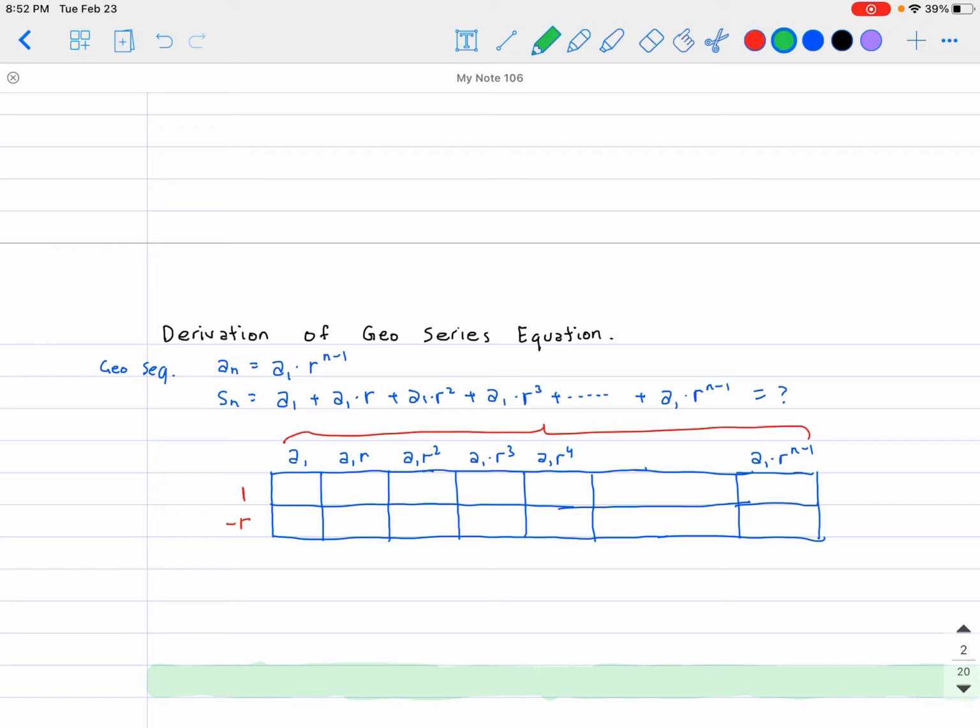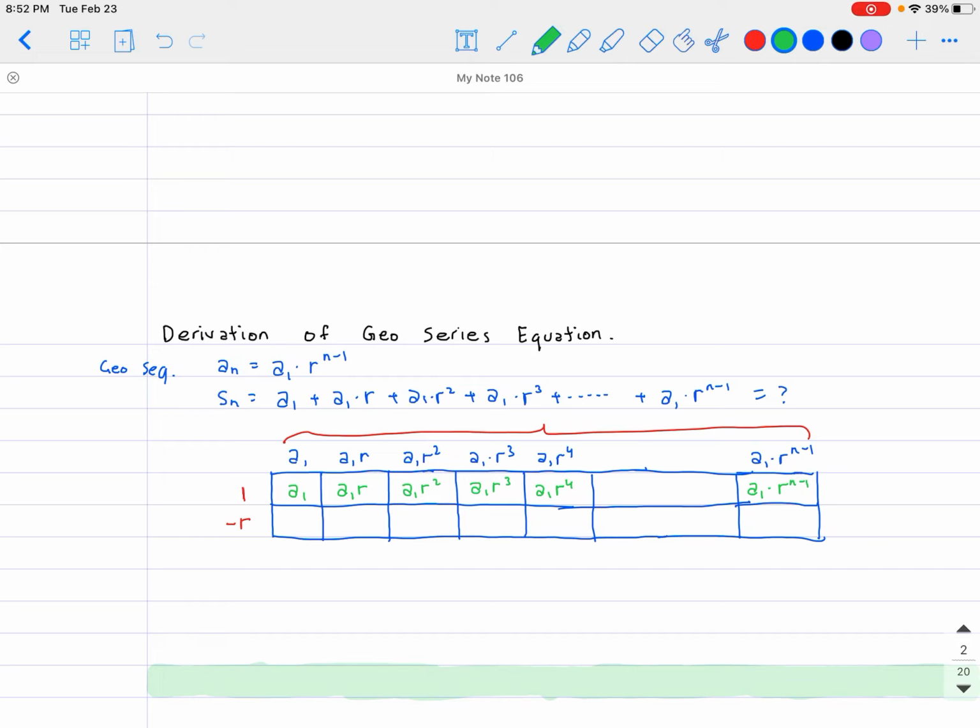So here we go. In the first part, you have a of 1 times 1, which is going to be a of 1. Then the second piece is going to be a of 1 times r. Then we have a of 1 times r squared. You have a of 1 times r to the third, a of 1 times r to the fourth, and so on, all the way to the last term over here, which is a of 1 times r to the n minus 1. Now, the second row, we're going to multiply that out.